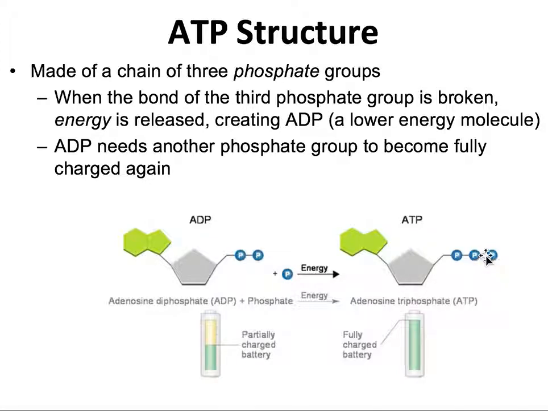However, when that phosphate group is released, you kind of get a drained battery. You get something known as ADP. And ADP is adenosine diphosphate. Di for 2. It's only got 2 phosphates.